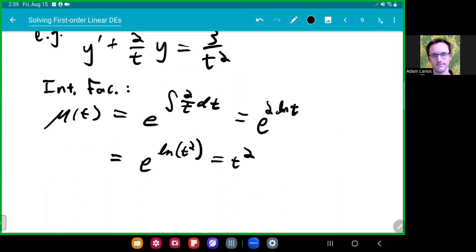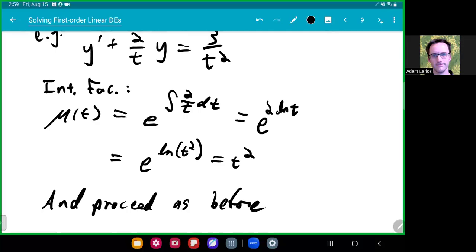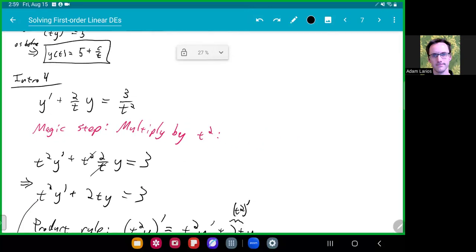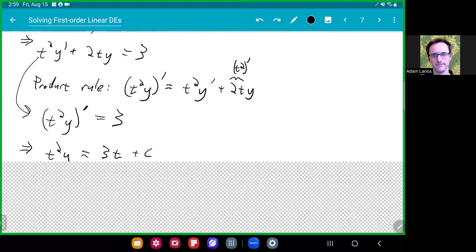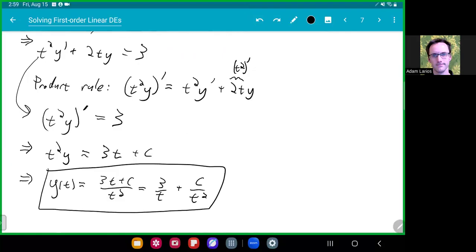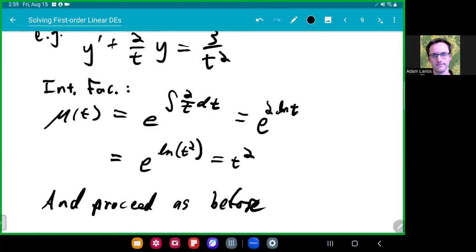Okay, now let's proceed as before. So we saw that a minute ago. Right. So we multiplied by the t squared, and we cranked through the problem and integrated. Okay. Maybe we'll see one more example of this integrating factor technique.